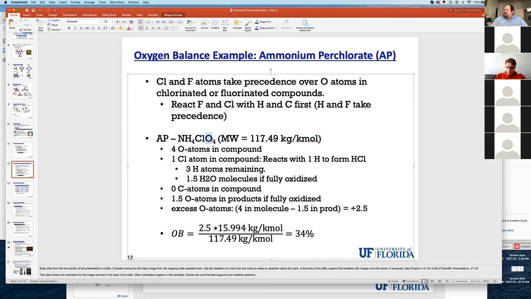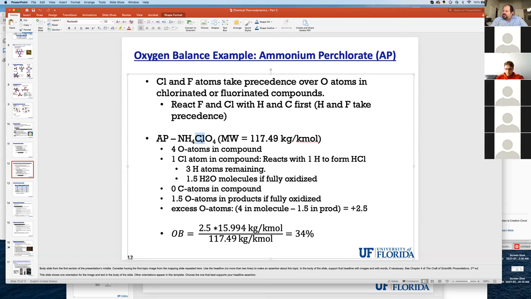So again, we go through the same procedure. We count up the number of O atoms in the compound. Well, here it's simple. There are four. So we have four oxygen atoms in the compound. Now we need to start oxidizing it, but we also have one chlorine atom. So we have this one chlorine atom, and that's going to react with the hydrogen to form the stable oxide HCl. And that was in our table that I showed in slide set number two. Okay, so the stable oxide of chlorine and hydrogen is HCl.